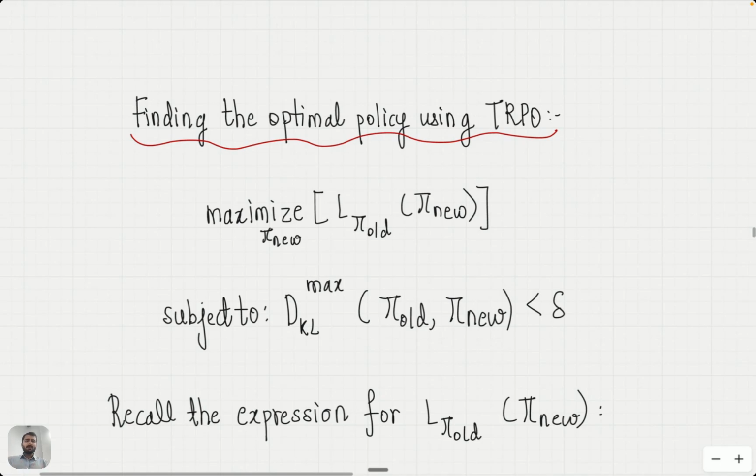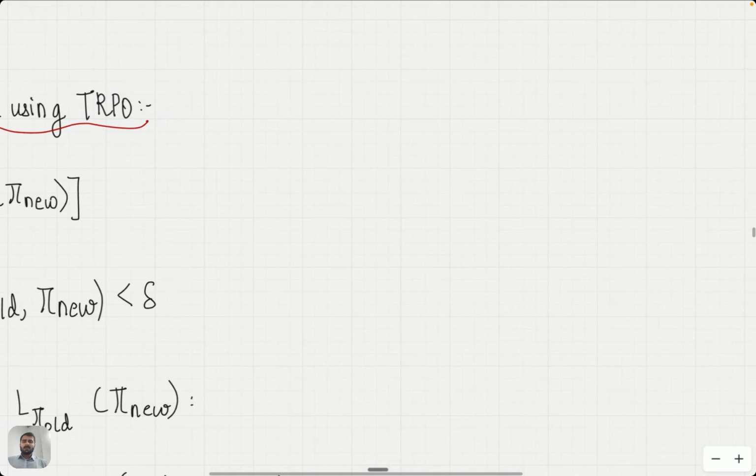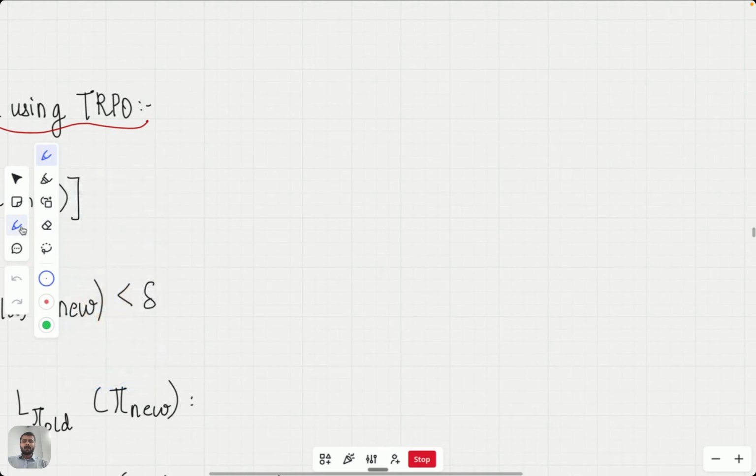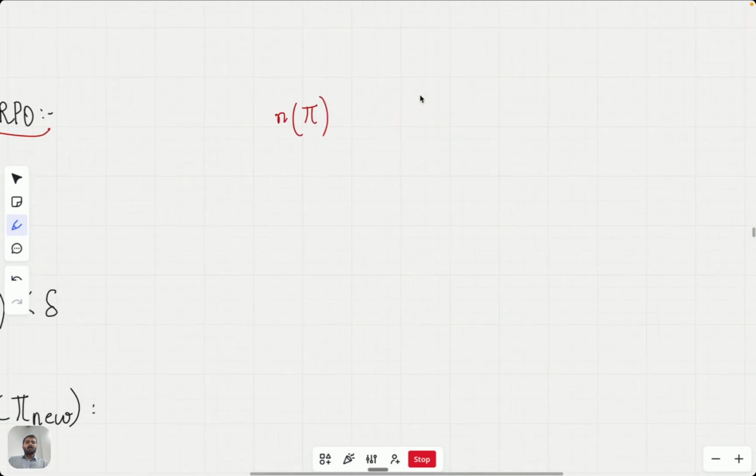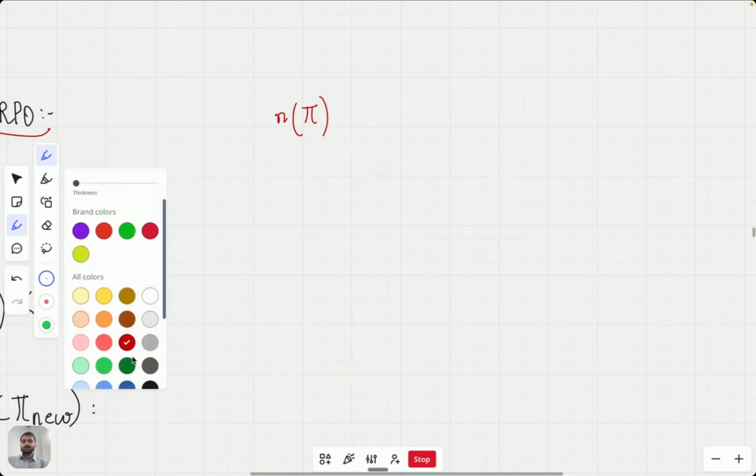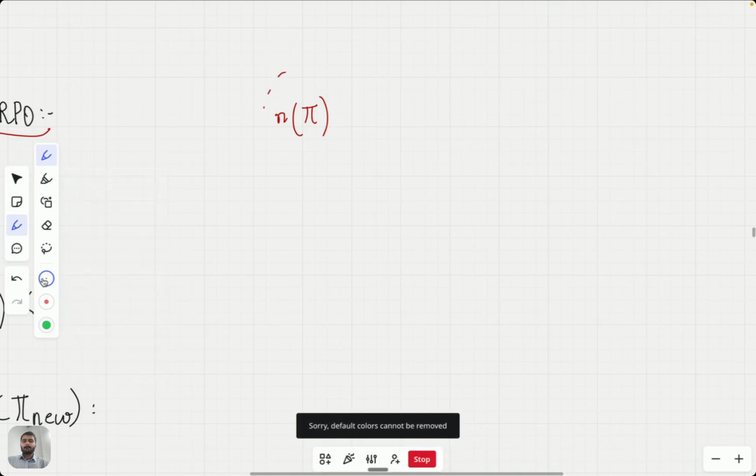We started by looking at the performance measure of an objective of a policy, which we denoted by η of π. Our entire goal in TRPO is to find a policy which maximizes this performance measure. Now, the question is, how do we maximize the performance measure of this policy?